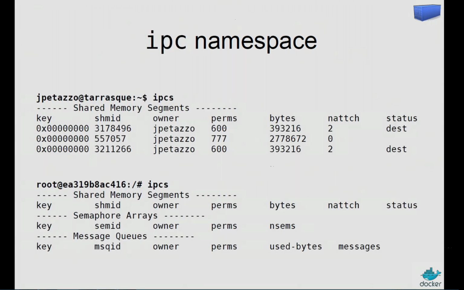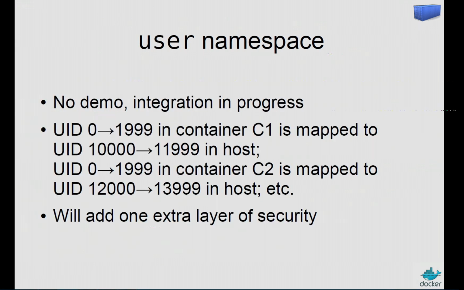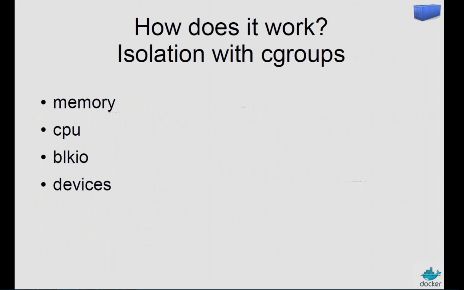IPC namespace, that's for System V IPC, but I guess nobody is using that anymore, so that doesn't really matter. The user namespace is to do some mapping between UIDs inside of containers and outside of containers. This is work in progress, but the idea is that you can be user 1000 in the container, and that gets mapped to a completely different UID outside. And more importantly, you could be UID 0, so root inside the container, but outside it maps to a non-privileged user. And then the second big set of features is control groups.